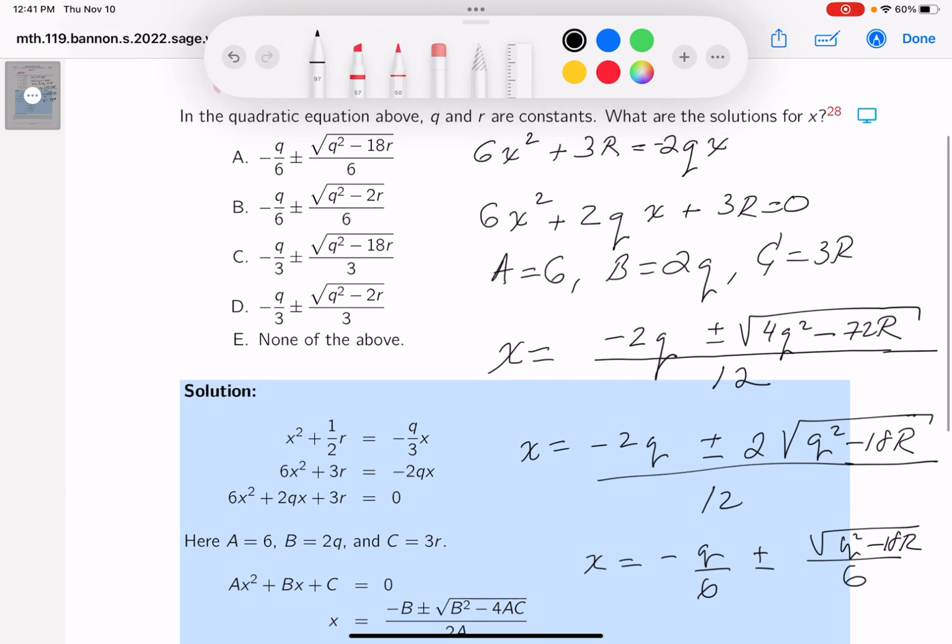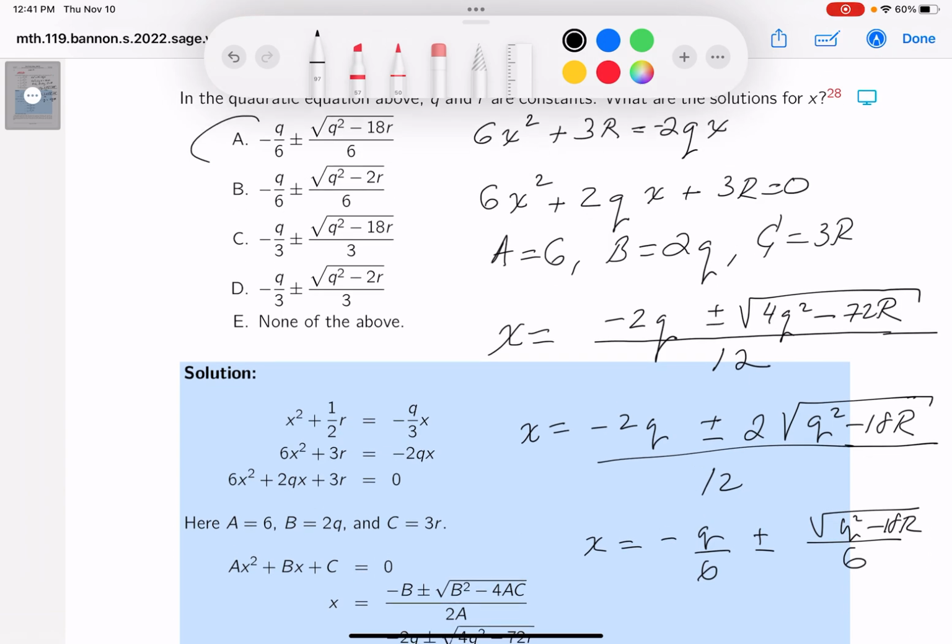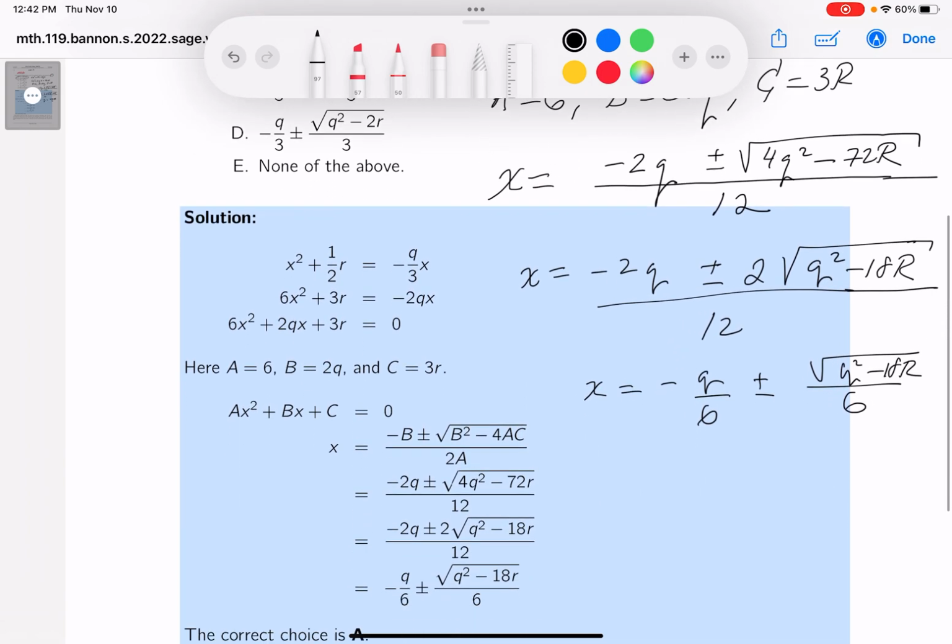Is that answer being listed? It is. It's right up here. And that's going to be minus q over 6 plus or minus the root of q squared minus 18r over 6.